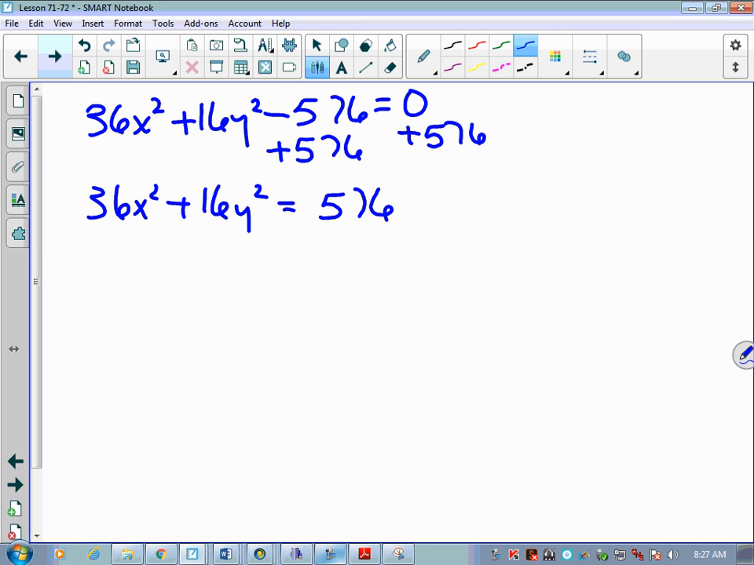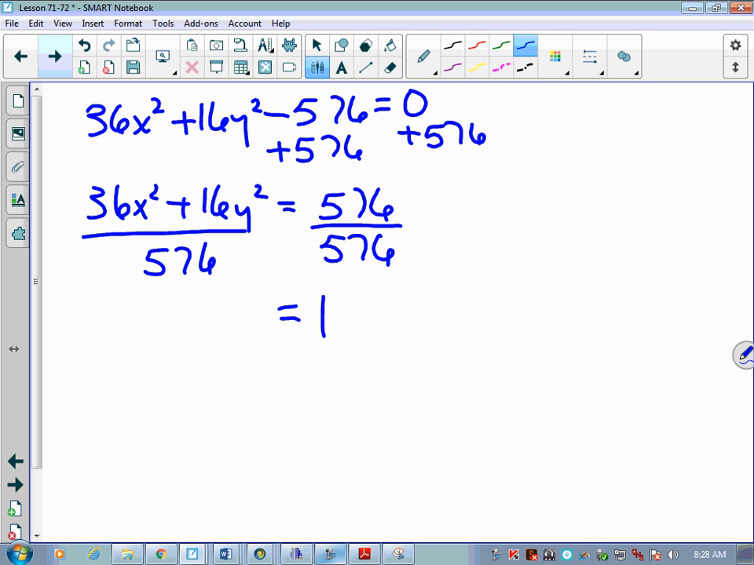Because I want 1 on the right-hand side, the only way for me to do that is to divide everything by 576. Does that make sense? So I'm going to divide by 576, divide by 576, because that's the only way for me to get 1 on the other side. And because I'm dividing the entire equation by the same number, I'm keeping my equation equivalent. You follow me? So this will equal 1.